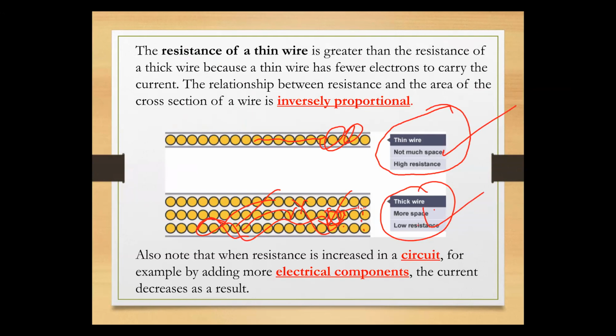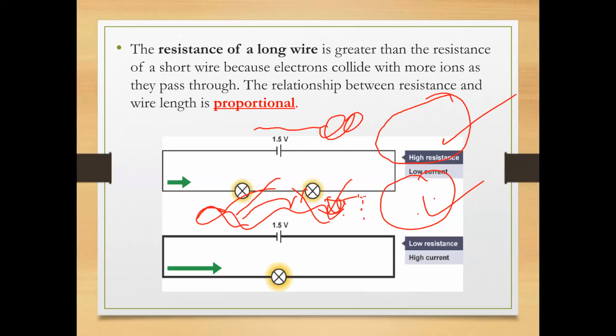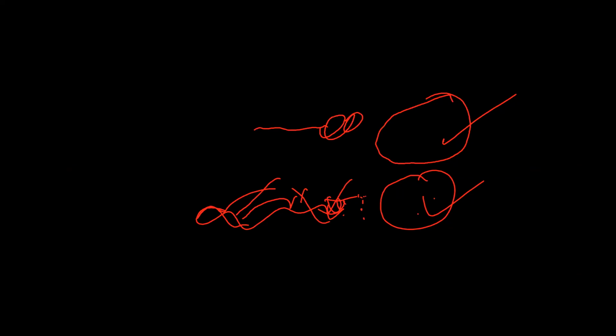Also note that when resistance is increased in a circuit, for example, by adding more electrical components, the current decreases as a result. This is what we're talking about in the previous slide. When we're using 2 bulbs there, that's high resistance, low current. 1 bulb, low resistance, high current.